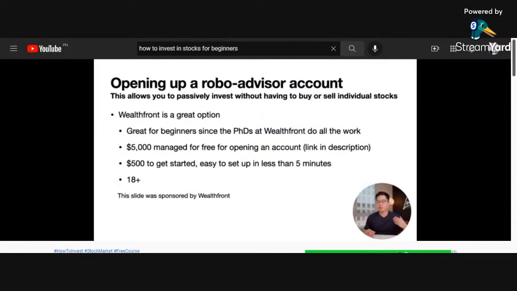Now, the alternative to opening up one of those standard brokerage accounts through Robinhood or Webull or whatever is to open up a Robo Advisor account. This basically allows you to passively invest without having to buy or sell individual stocks. So one great option for this, you guys, is Wealthfront. They're a fantastic company and really one of the most popular robo-advisors out there. So yeah, for Wealthfront, it's a great option for beginners since you have the PhDs, the really smart people at Wealthfront doing all the work for you.